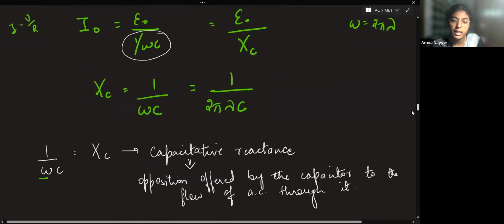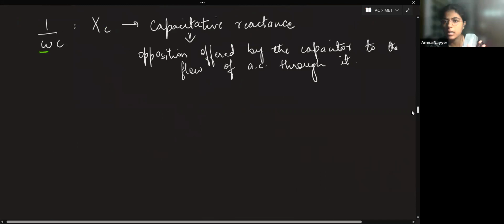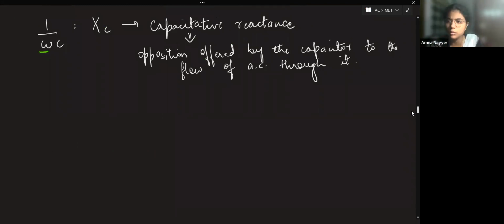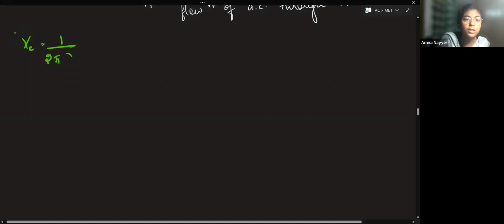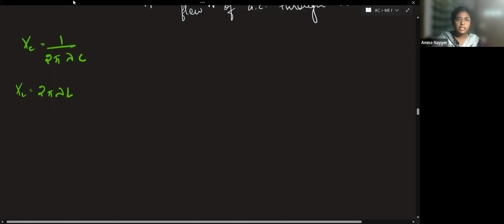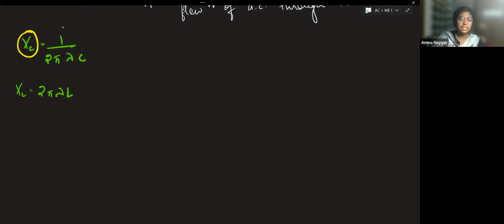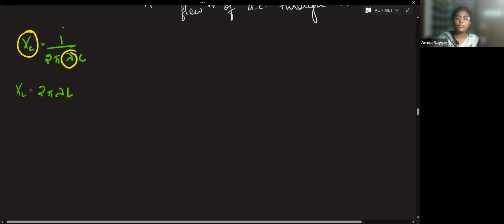Now see, class. 1 by omega C is XC, capacitive reactance, the opposition offered by the capacitor to the flow of AC through the circuit. XC is equal to 1 by 2 pi nu C, whereas XL was equal to 2 pi nu L. See a difference. XC is inversely proportional to frequency, whereas XL, we have already plotted the graph as well, is directly proportional to frequency.